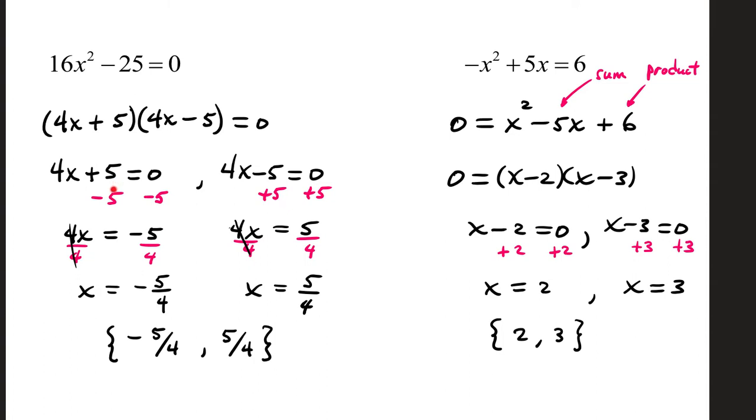4x plus 5 equals 0, subtract 5 from both sides, divide both sides by 4, and x is negative 5/4. Take your second factor, put it equal to 0. Solving for x, we add 5. 4x equals 5. Divide by 4. X equals 5/4, and that's your other solution. Those are the two answers to that original quadratic equation.